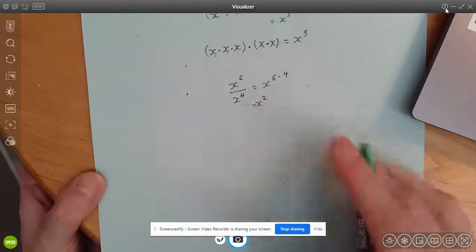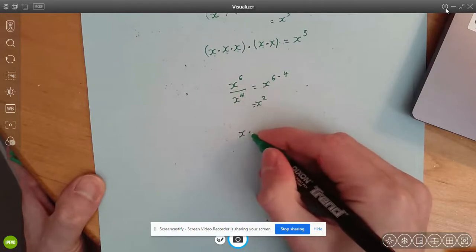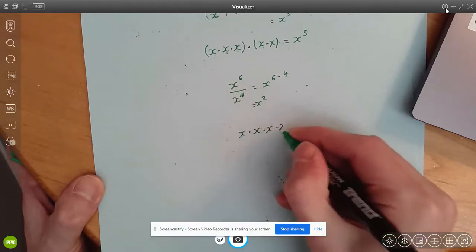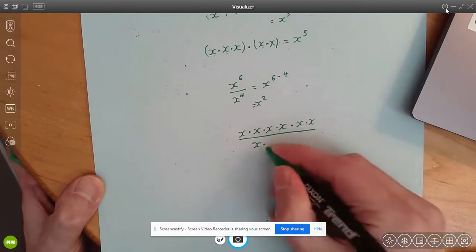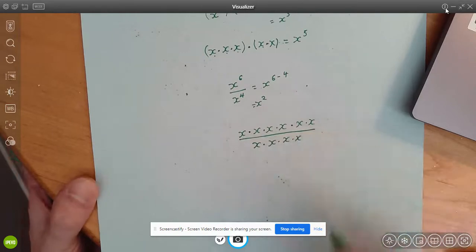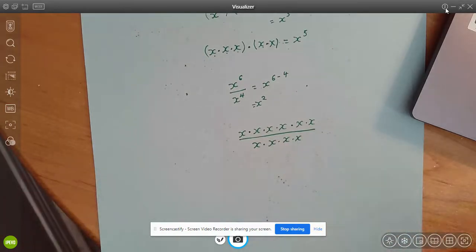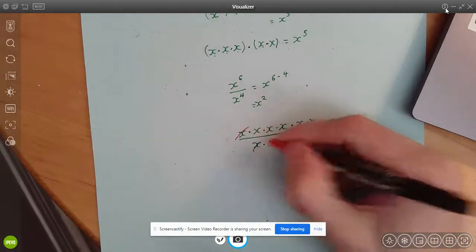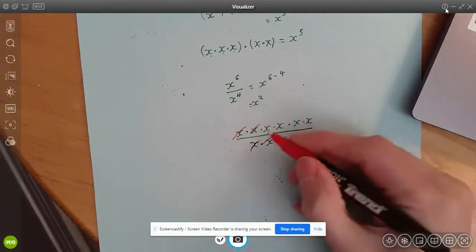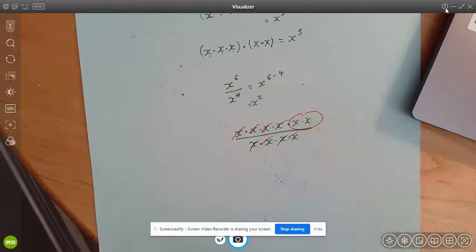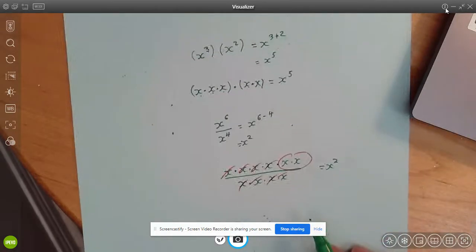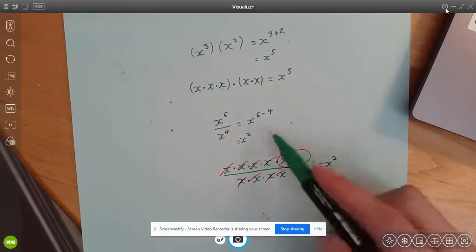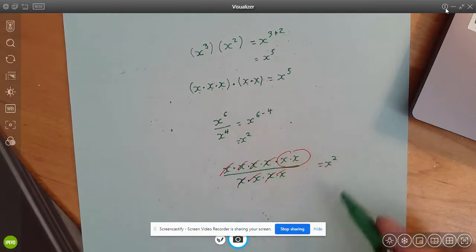And again, we can look at the same logic. X to the 6 just means x multiplied by itself 6 times, divided by x multiplied by itself 4 times. But if I divide something by itself, the answer is just 1, or it cancels out. So x and x cancel out, x and x cancel out, and I'm left with 2 x's multiplied together, x squared. So that's the explanation of where that rule comes from, why, when I'm dividing powers with the same base, I just subtract my exponents.